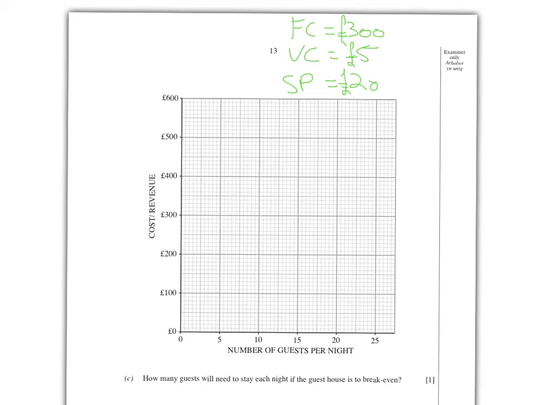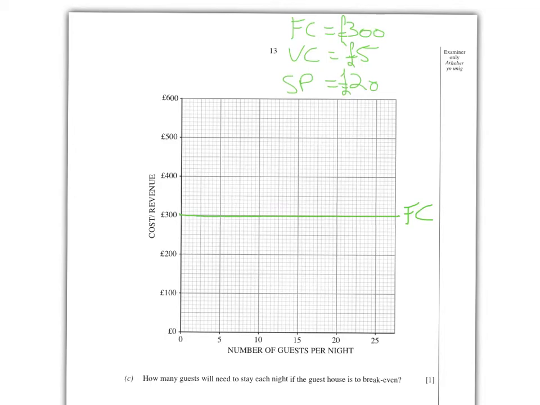Get a ruler. I'm not going to bother, but you get a ruler, and you draw 300 across like that. You'll get 1 mark for doing that and a second mark for calling that a fixed cost. Now we know that goes across at 300 because the more they make, it stays the same because it's fixed. Right, next we've got to draw the variable cost line.